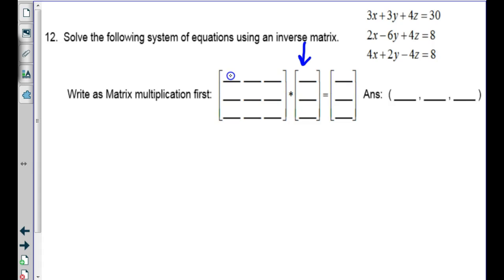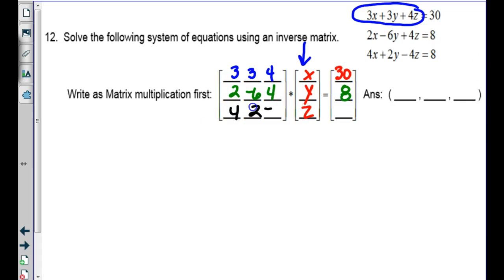X, Y, Z. Because you are saying I could multiply this 3, 3, 4 by this matrix, which is a column, so I'd have x, y, z, 3x plus 3y plus 4z, and I would get 30. All right, what goes in the next one? 2, negative 6, 4. If I multiplied it by x, y, z, I'd get 8. And then 4, 2, negative 4 would give me 8 as well.